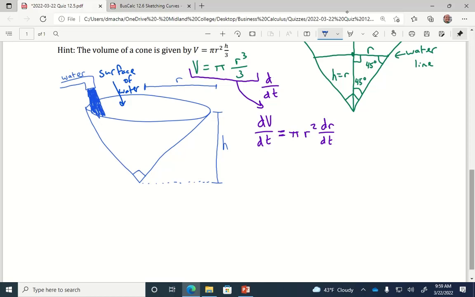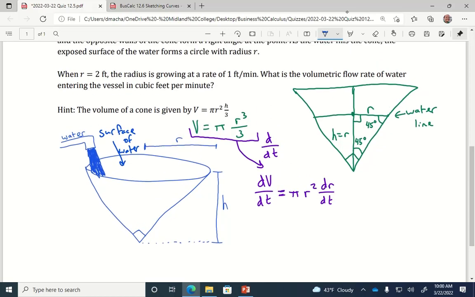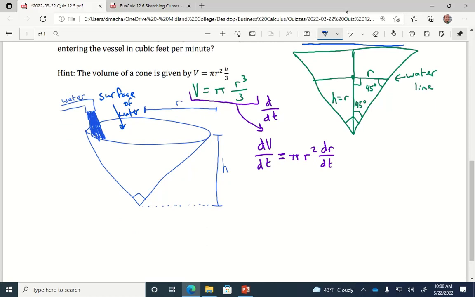So whenever the question asks you to find this volumetric flow rate of water, if we're just talking about the water entering the vessel, this is the change in volume over change in time. And so this is what we're looking for in words. The volumetric flow rate, that is the rate of change of the volume of water over time. That's dv/dt. Okay, so this is what we're trying to find is dv/dt.